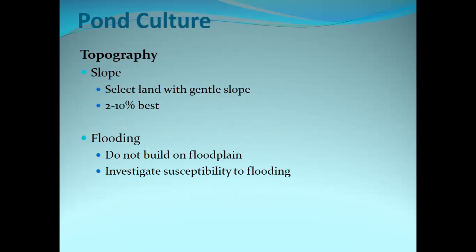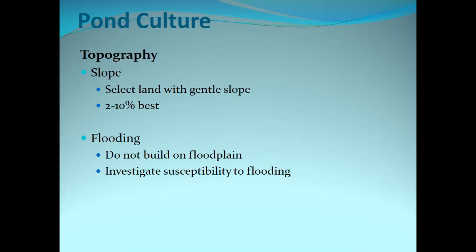Another aspect of pond culture is topography. If we look at slope, you want to select land with a gentle slope, somewhere between 2 to 10% is best. Why do we want land with a gentle slope? When it comes to harvesting, remember I told you we want to be able to drain ponds by gravity. The easiest way to facilitate that is by constructing ponds with a gentle slope on the bottom.